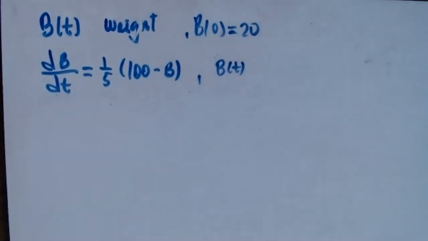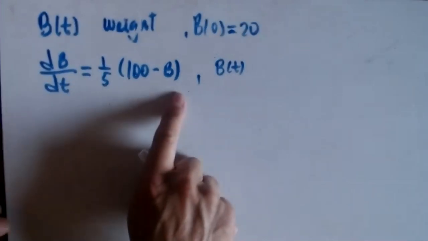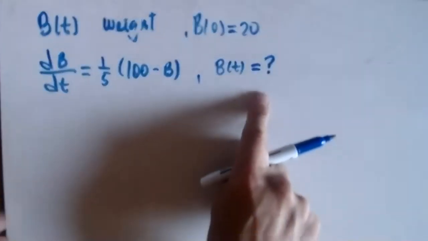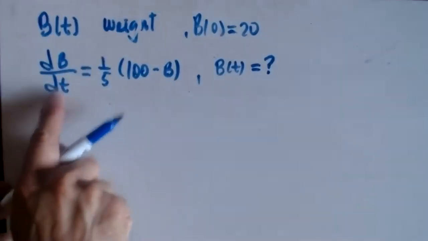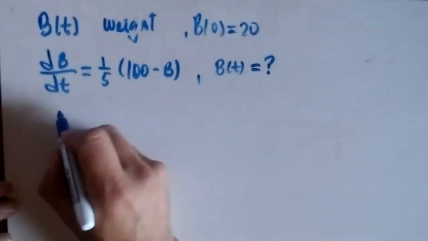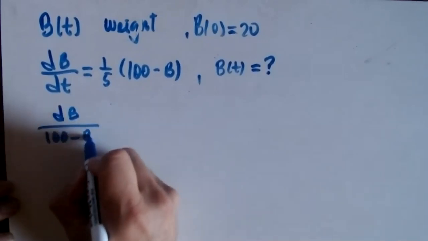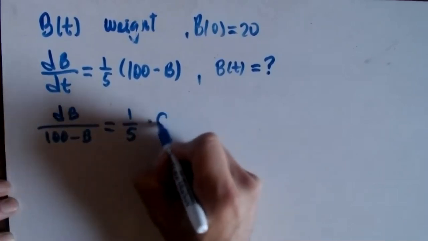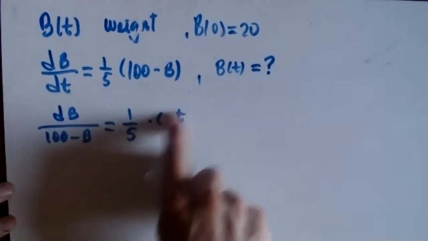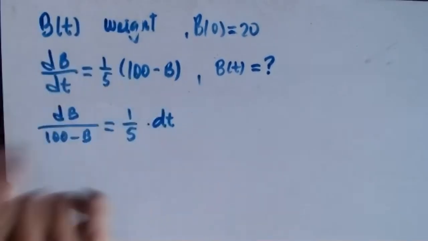Okay, let's see. Vamos a ver. You have to solve this equation by separation of variables. You have to find b of t, correct? Now, in this equation, the b is on this side and the b is on this side. So all the b's have to be together. So what I'm going to do is this one: db over 100 minus b equals 1/5 dt. What I did, I moved this dt to the other side. You move the t's to one side, and then you move this to this side.